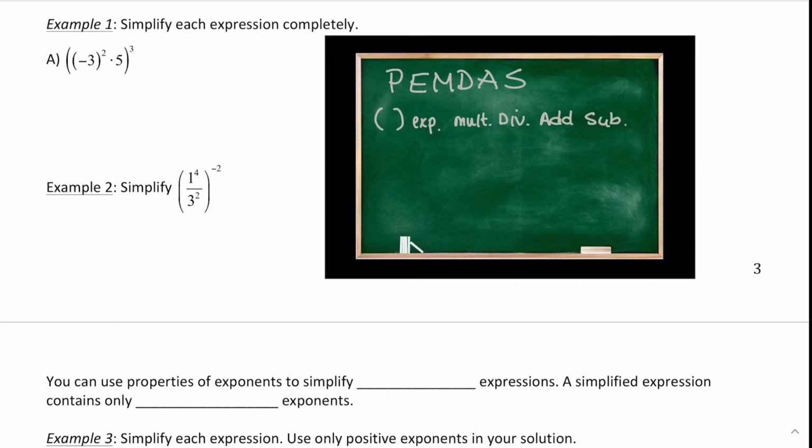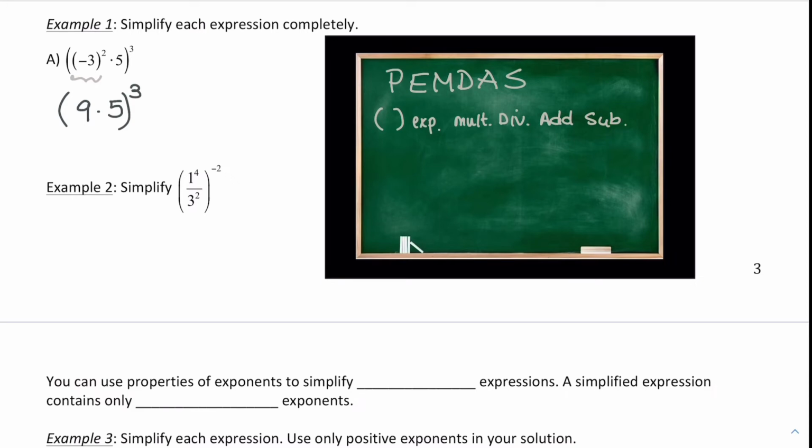Okay, so here we have a set of parentheses and another set of parentheses. So we want to deal with the innermost set of parentheses here. Say, what is negative 3 squared first, and we're going to get 9. And once we get that, we write it out as 9 times 5 quantity raised to the third power.